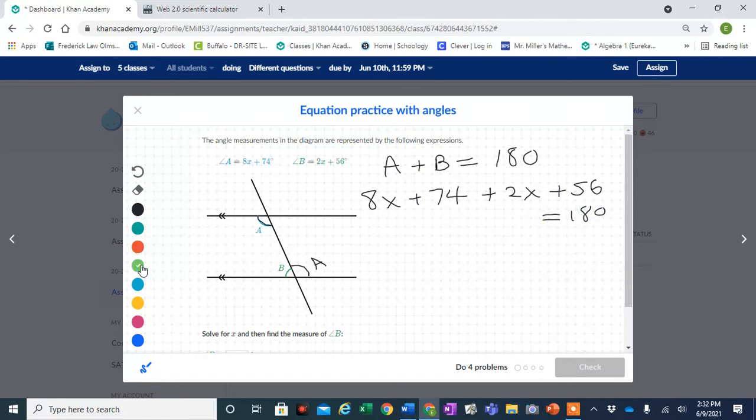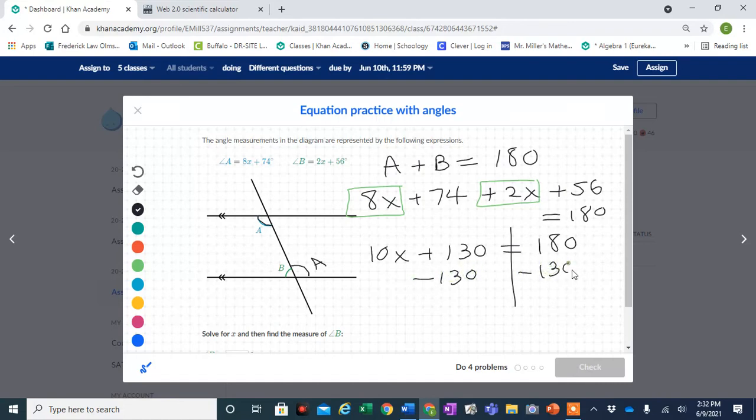So then remember that we can now combine together the 8x and the 2x, and that is going to give us 10x plus, we want to add together the 74 plus the 56, and when we do that, we get 130. That is equal to then 180. Now we have to solve the equation. So to get rid of adding 130, we subtract 130, subtract 130. So that would mean that 10x then is equal to 50. Divide by 10, divide by 10. We find out that x is equal to 5.